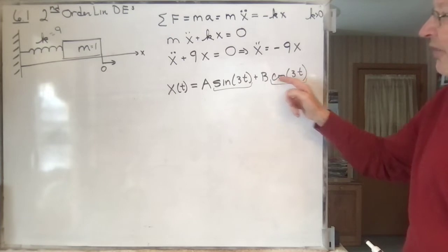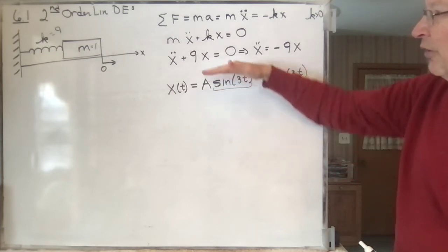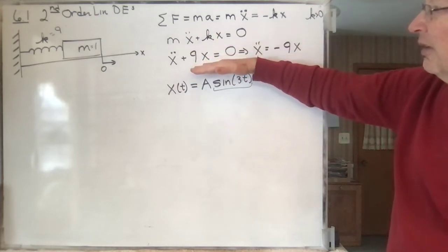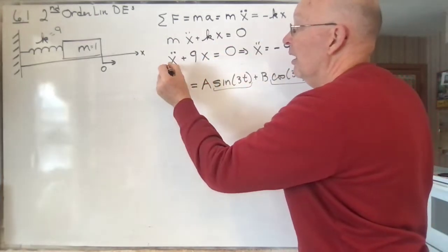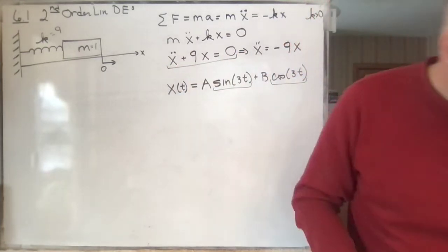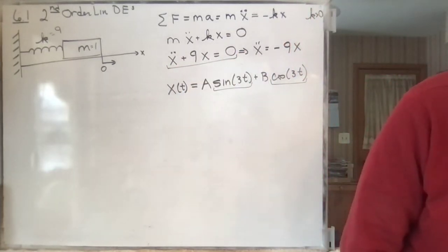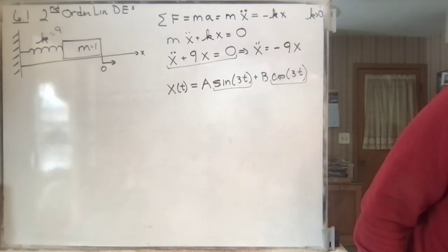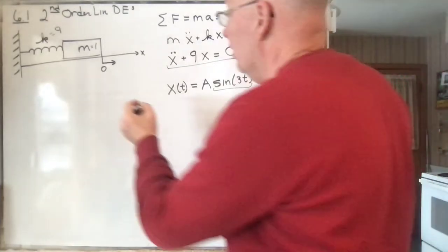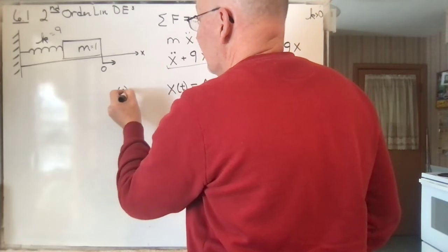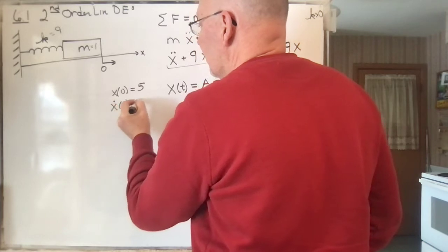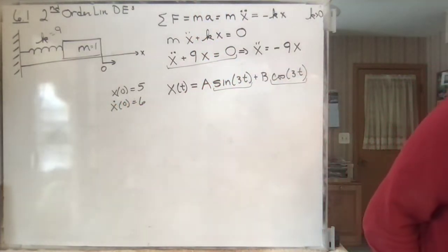This and this form a basis. You take linear combinations of them and you're going to get everything. So there's your general solution to this differential equation right there. Once you have that general solution, then given the initial conditions, you can find what A and B are. The one I have in the book, let me see if I can find it here a second. I said suppose that your initial position is 5 and your initial velocity is 6.